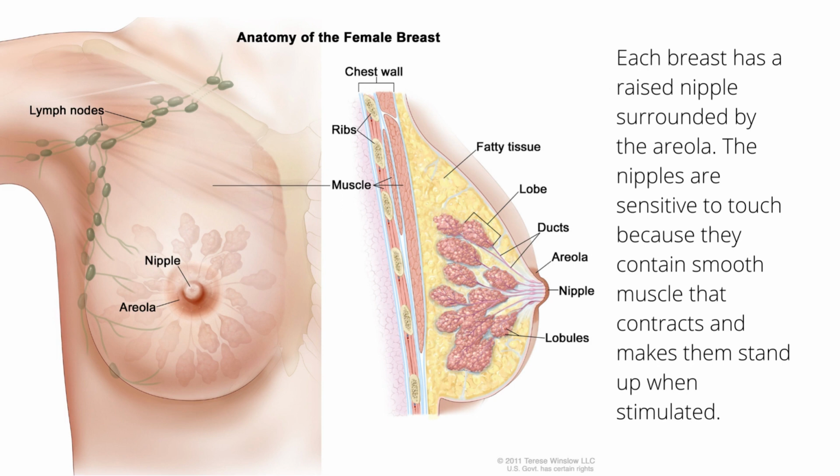Externally, each breast has a raised nipple which is surrounded by a circular pigmented area called the areola. The nipples are sensitive to touch due to the fact that they contain smooth muscle that contracts and causes them to become erect in response to stimulation.